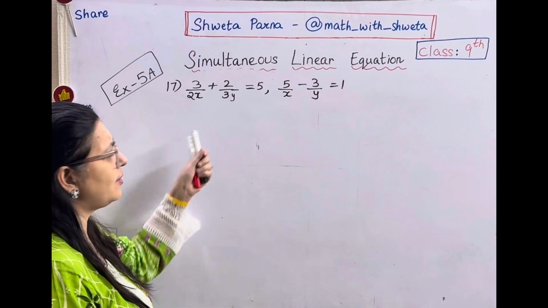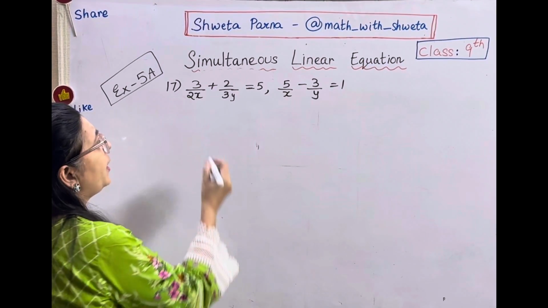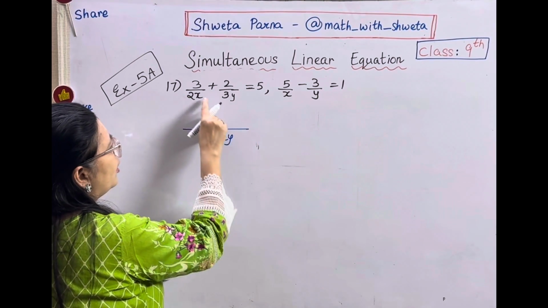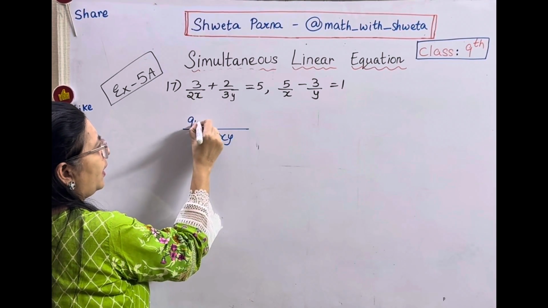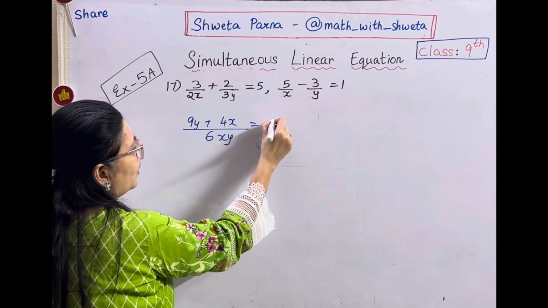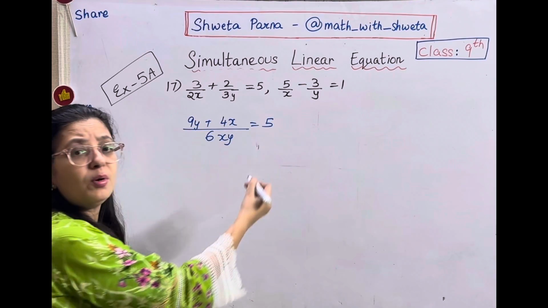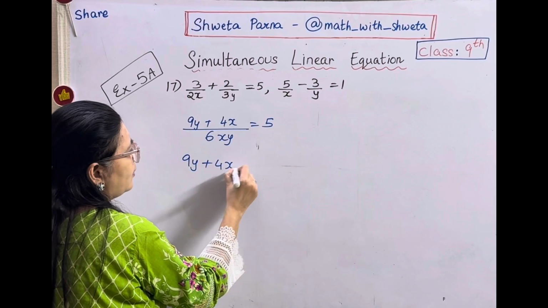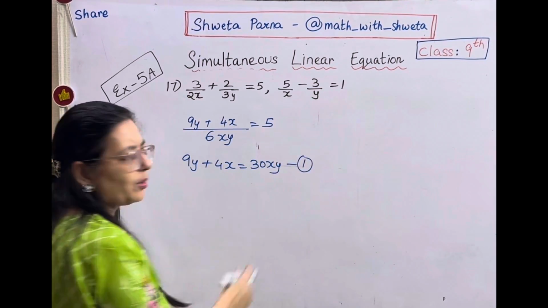The easier way is to take the LCM. What is the LCM of 2x and 3y? It is 6xy. So here you will multiply with 3y. 3 into 3y is 9y plus 2 into 2x is 4x is equal to 5. Now this 6xy you will have to multiply on this side. So 9y plus 4x is equal to 30xy. This is your first equation.